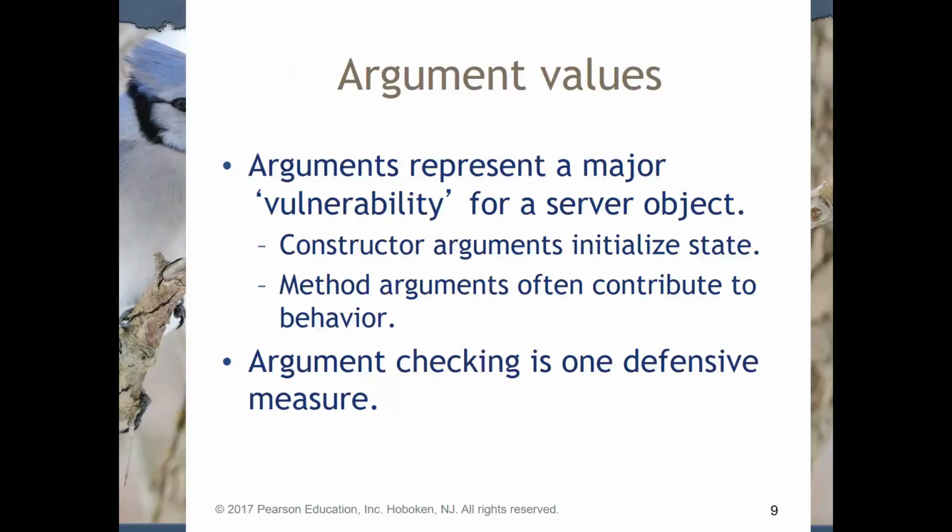Argument values. Arguments represent a major vulnerability for a server object. Constructor arguments initialize state. Method arguments often contribute to behavior. Argument checking is one defensive measure. In other words, you go through and make sure that the data types that are coming in are correct, and you go from there. But ultimately, if someone finds a way to call your object incorrectly, you want to be able to gracefully handle this and get out of it.